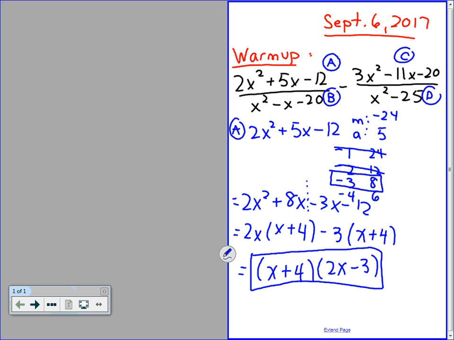Okay, so the 2x and the negative 3 come from there, and the x plus 4 comes in your first bracket. This is sort of coming back for most people, I hope.